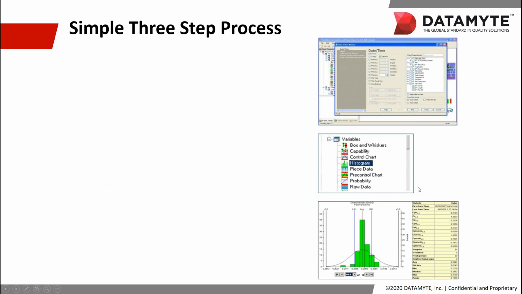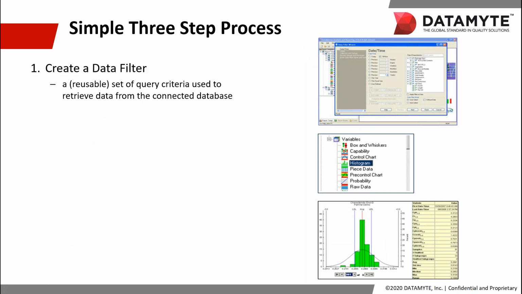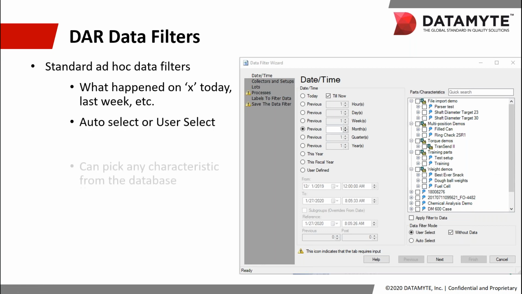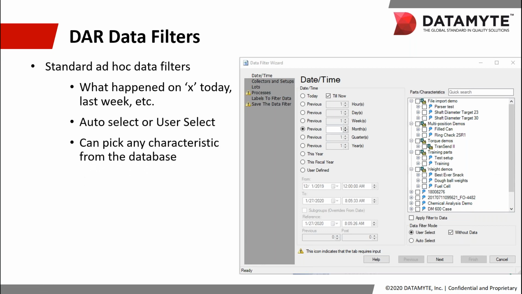There are 3 simple steps required to begin data analysis in DAR. Create a data filter, open a report template, and then move data from the filter to the report. Data filters are a list of parameters used to retrieve data stored in the DataMetrics database. They are easily created on the fly and can be saved to use again if desired.